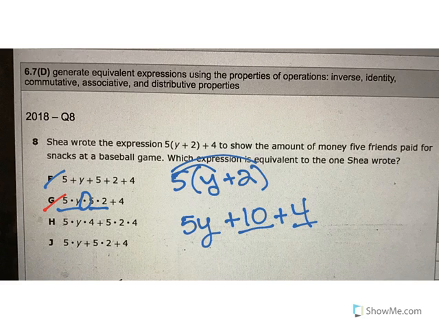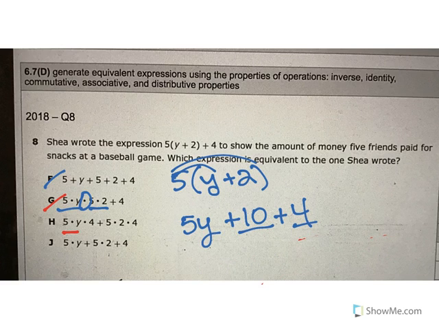All right, let's see if it's H. 5 times y, okay, I like that. 4 plus 5. I don't know where this is going. I don't know if I like this. If we did the order of operations, I'm doing H right now, we would have 5y times 4, which would make it 20y plus 10. 5 times 2 is 10, times 4 is 40. And this definitely does not look like that. So I'm guessing it is not H.